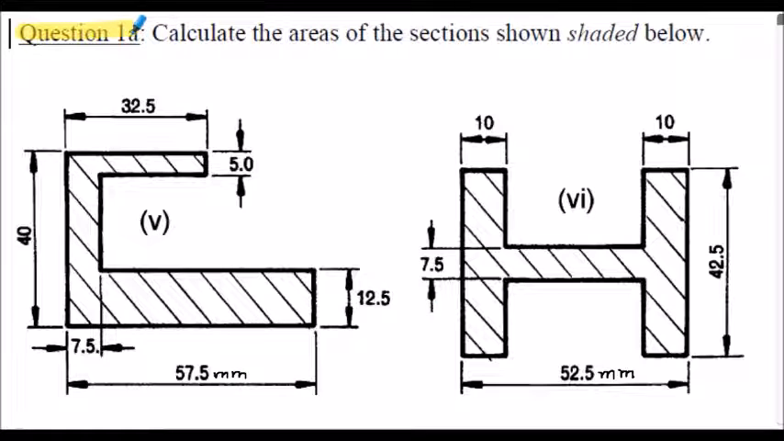It's question 1a, part 5. We have an unsymmetrical C section, and part 6 we have an H section. Again, we've got to calculate all the areas that are shown shaded, and note that all the geometry is in terms of millimeters. I would encourage you to stop the presentation and attempt these questions, but I'll show you the full solutions on the following slides.